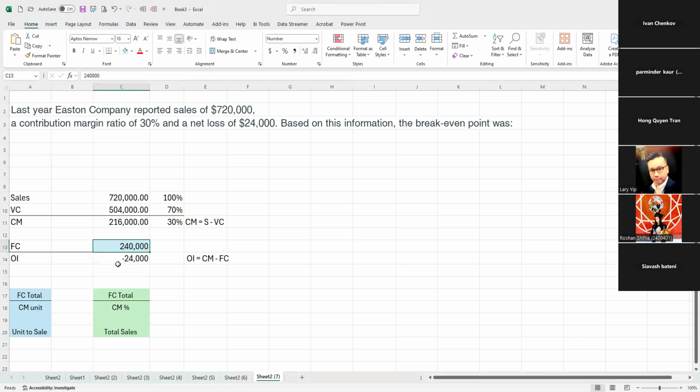And the question asks you for the total sales. So I have to use this formula. If I have this formula, can I find what my break-even point in sales is? Yes. You have the fixed cost, you have the contribution margin ratio. You can play with those and find it. Okay. Let's see.